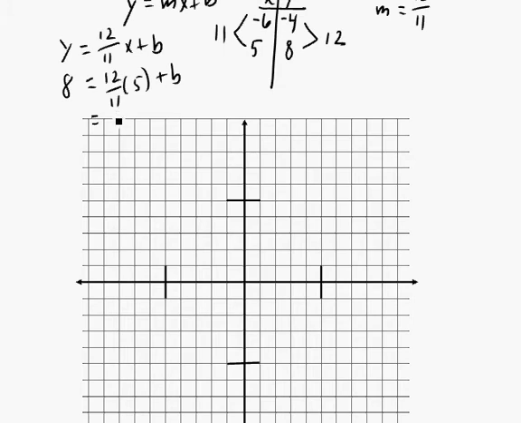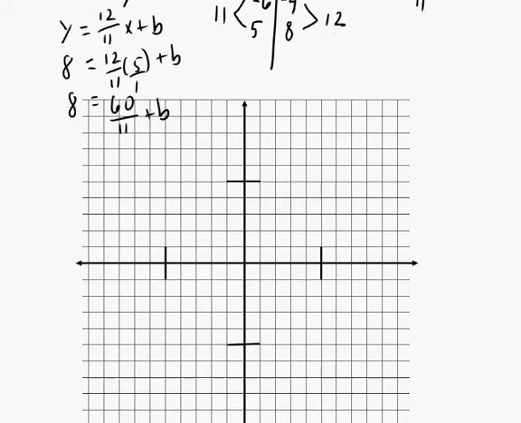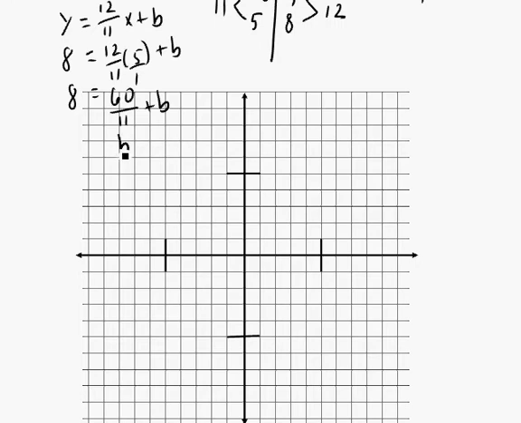Now I'll solve this equation for b. So, 12/11 times 5. 5 is the same thing as 5/1. When we multiply fractions, we multiply the numerators, and we multiply the denominators. So 12 times 5 would be 60, and 11 times 1 is 11. So we have 60/11 plus b equals 8. Now, I will subtract 60/11 from both sides in order to find out what b is. So we have 8 minus 60/11.